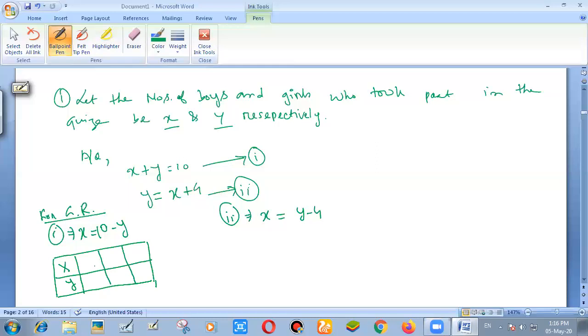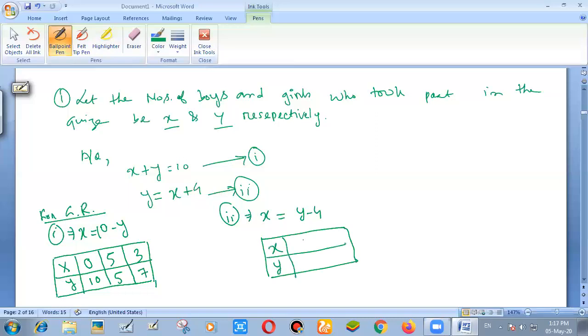Now see, if you put y equal to 10, what is the value of x here? 0. Yes, good, 0. Now if you put y equal to 5, what will the value of x be? 5. Then if you put y equal to 7, what is the value of x? 3. Good. In the same way, make the table for this one also.